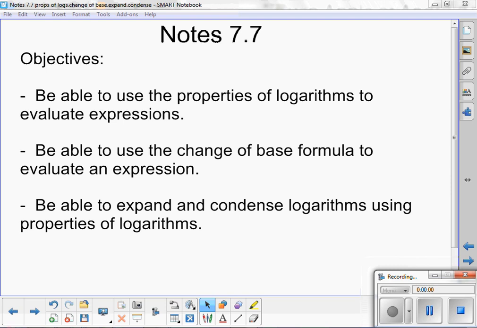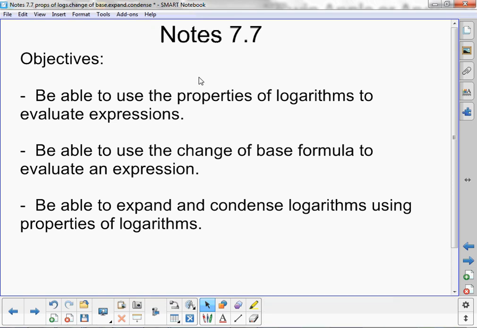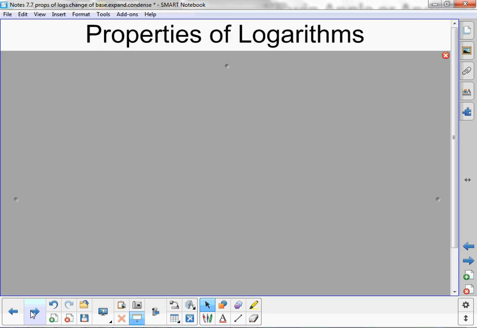All right, so here are notes 7.7 for my Algebra 2 honors class. We're going to do these three things: be able to use properties of logarithms to evaluate expressions. So this year we learned about logarithms, now we're going to learn more about how to work with them. Be able to use a change of base formula to evaluate expressions, and be able to expand and condense logarithms using properties of logarithms.